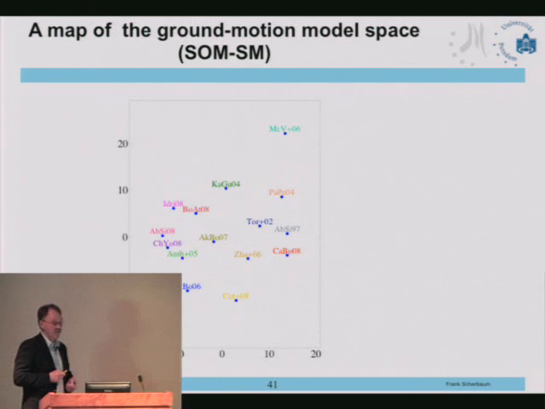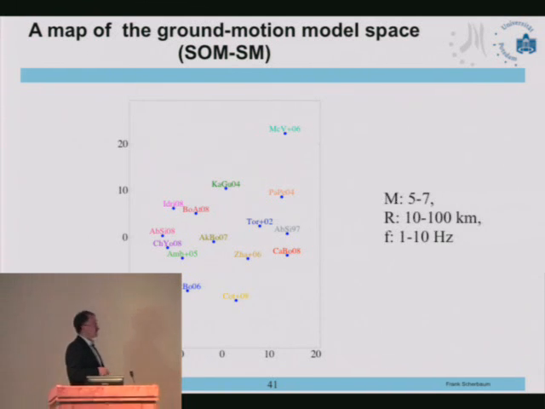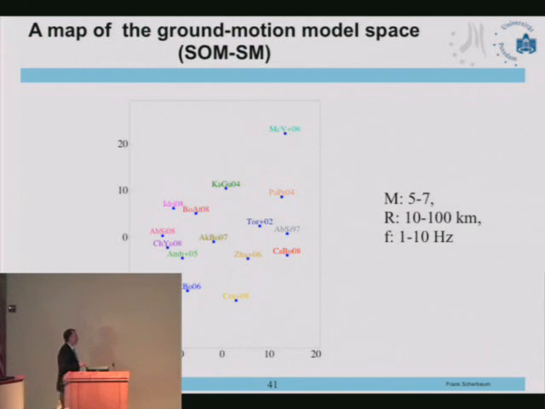So the question remains, I have to emphasize one thing. This map is, of course, only representing the relationships for the chosen magnitude, distance, and frequency range. So it would look different if I would choose a different frequency range. For sure, the Toro model, which here moves closely to the Abrahamson and Silva 97 model, if I go up to PGA, would move away. This is only an image of relationships for a given set of ranges.